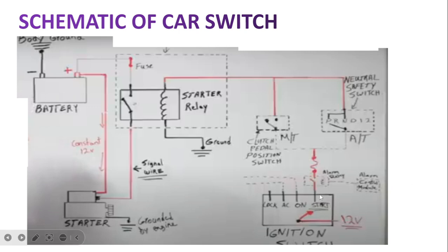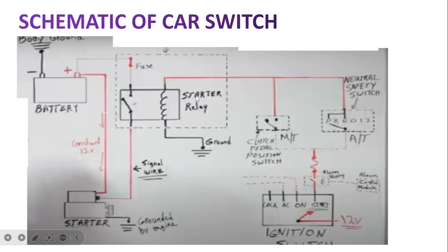In the last turn of the key there is the start. It provides current directly to the ignition coil once the starter motor has started. Now this ignition switch is connected to the clutch pedal switch, right?